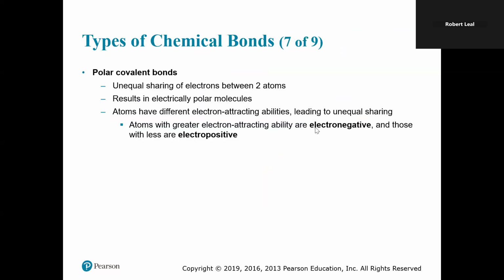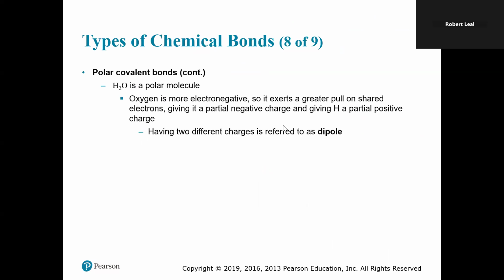All right, could we see a scenario where we have one element pulling the electrons a little bit closer, but yet still sharing? So let's look at what's called a polar covalent bond.